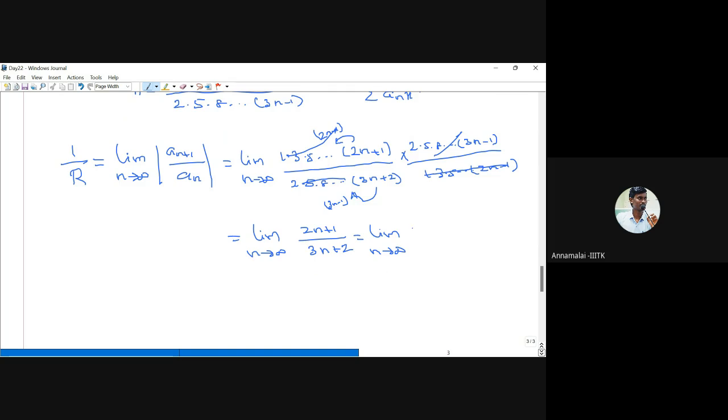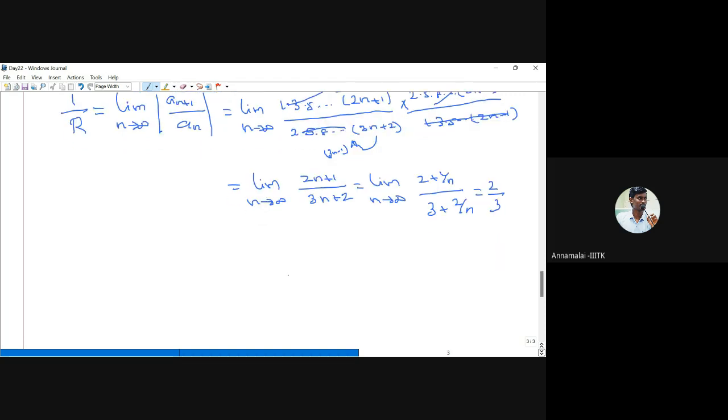If we take n outside and then cancel, we have 2 plus 1 by n, the numerator. The denominator, we can take n outside, therefore 3 plus 2 by n. As n goes to infinity, this goes to 0. Again, this goes to 0. Therefore, we get 2 by 3. This is equal to 2 by 3. This is 1 by r. But what is r? Therefore, r equal to 3 by 2. Now we find the radius of convergence r.